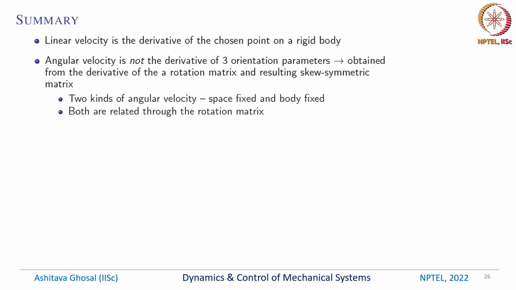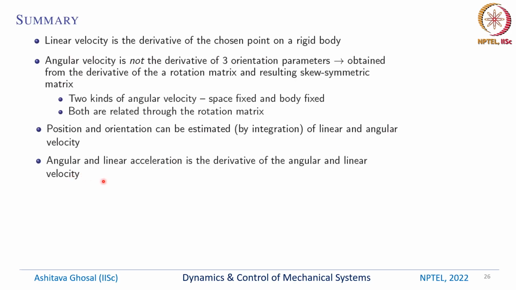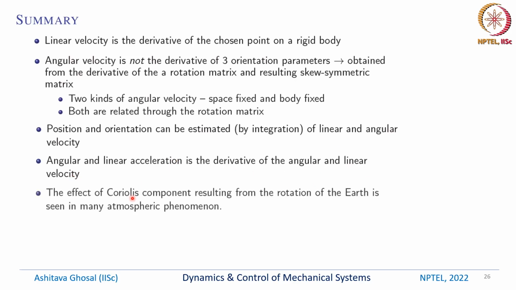There are two kinds of angular velocities. One is space fixed and one is body fixed. Both are related through the rotation matrix. The position and orientation can be estimated by integration of linear and angular velocity. The angular and linear acceleration is the derivative of the angular and linear velocity. The effect of the Coriolis component resulting from the rotation of the Earth is seen in many atmospheric phenomena. Okay, it is seen in cyclones and it is also seen in the motion of a missile.